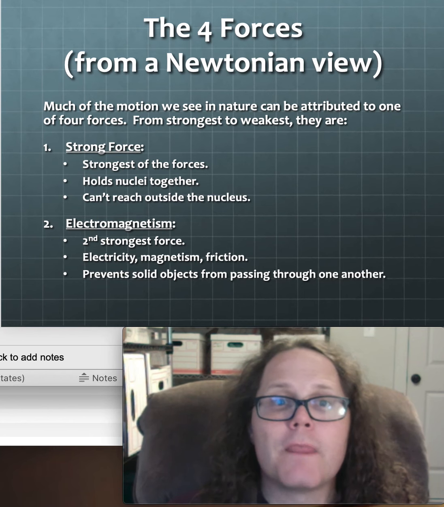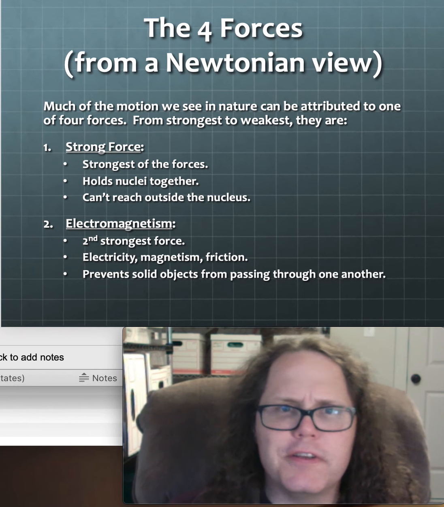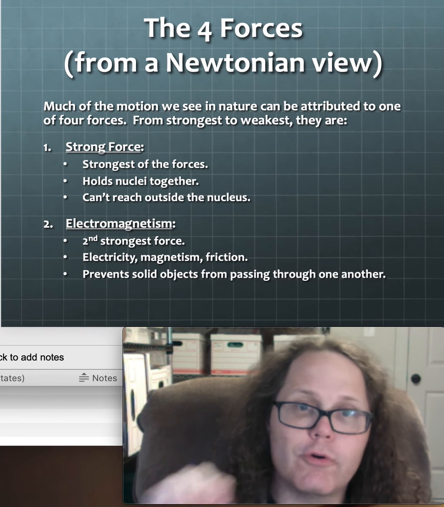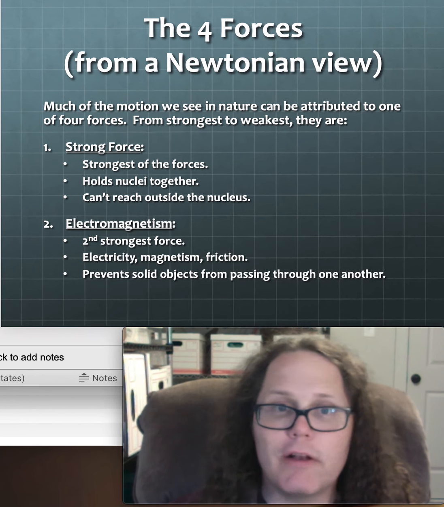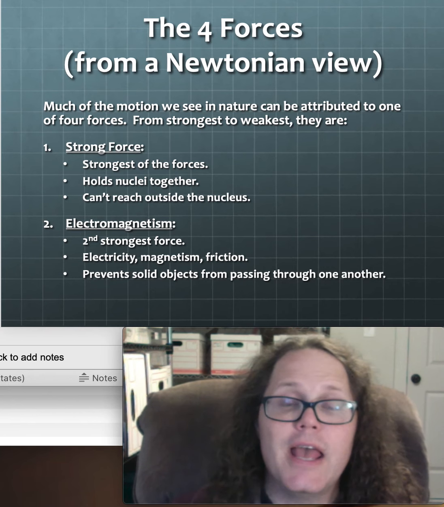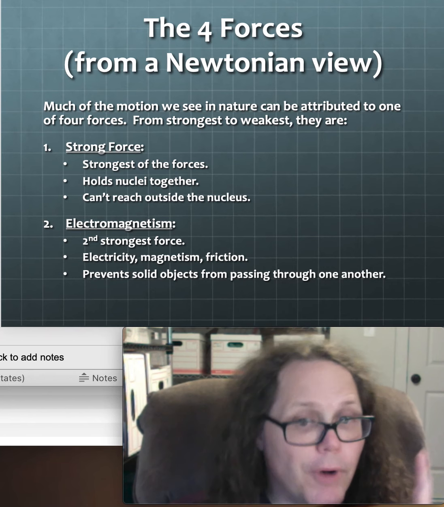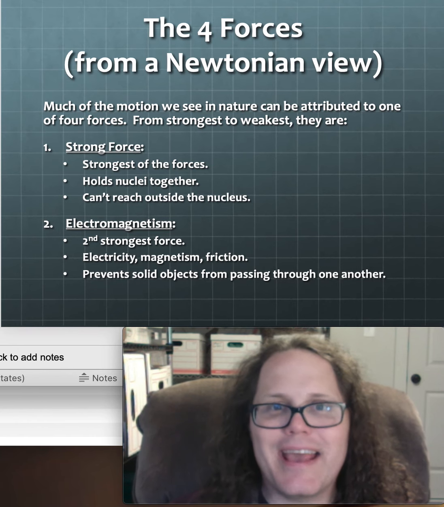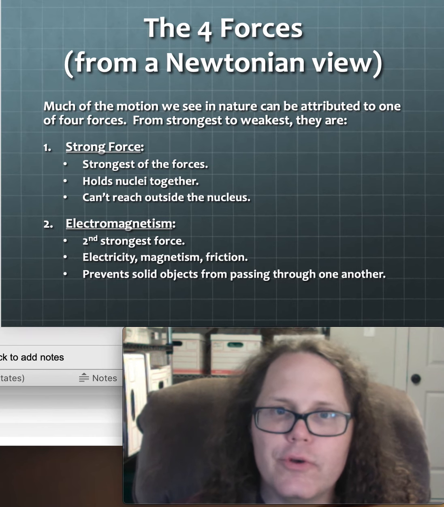It turns out that all the forces known to physics can be categorized into 4 fundamental forces. The strongest fundamental force is the strong force. It holds nuclei together, but, as we said, also has a short reach. It can't do anything outside the nucleus.